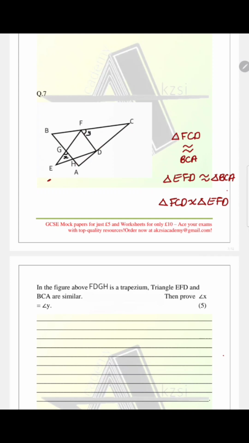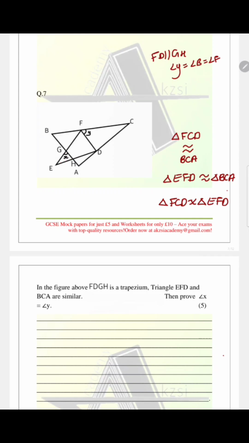I'm just deleting it, but because it's a 5 marker as well as a geometric proof, you have to give the reason. If I'm saying this, you have to give the reason that since FDGH is a trapezium, which means FD is parallel to GH, and thus angle Y is equal to angle B is equal to angle F. Clear?